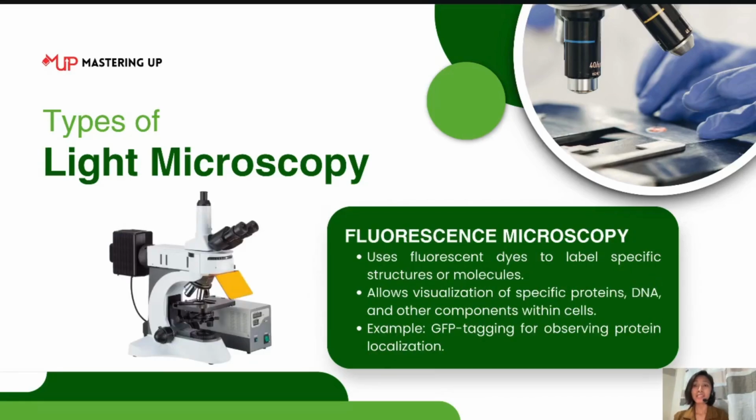Fluorescence microscopy takes things up a notch. It uses special glowing dyes that light up under certain colors of light. This allows us to see specific parts of a cell. For example, scientists can use this to track where a particular protein is inside a cell. You might have heard about this technique in cancer research or when scientists track disease-causing microbes.